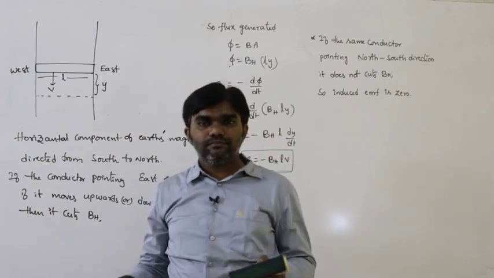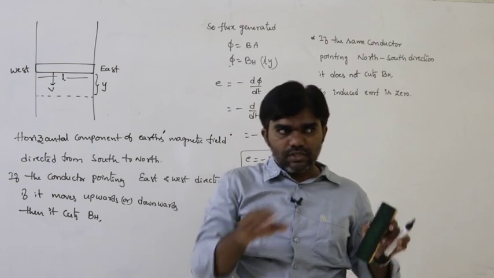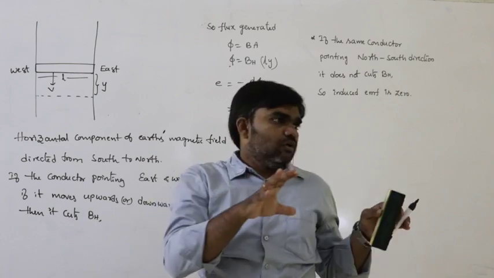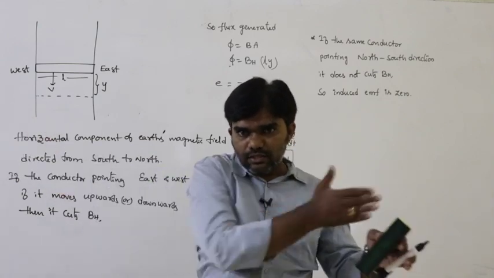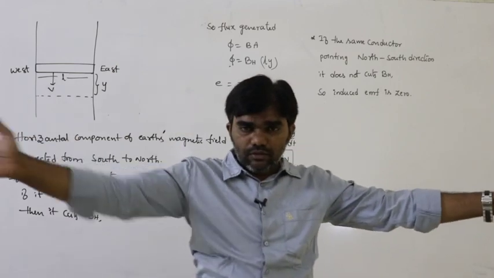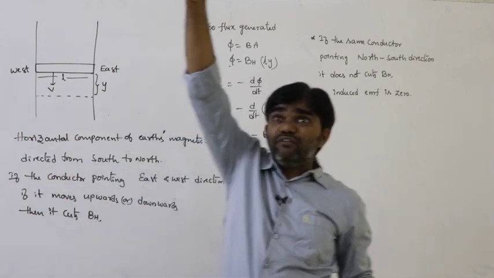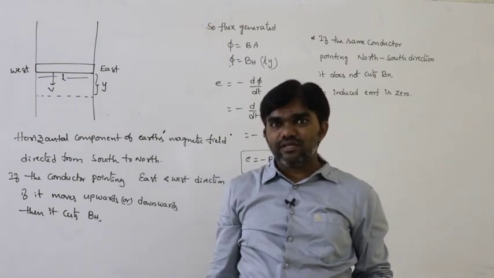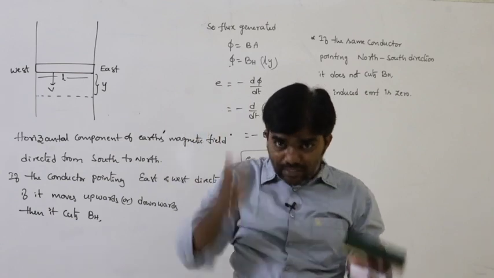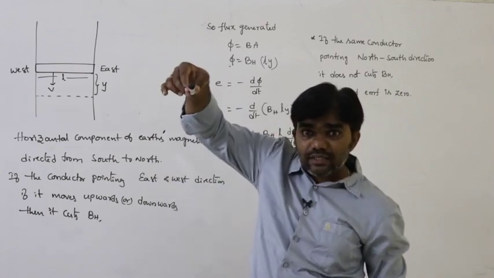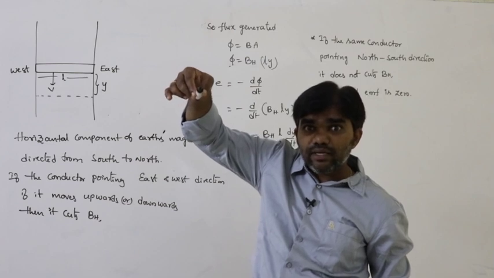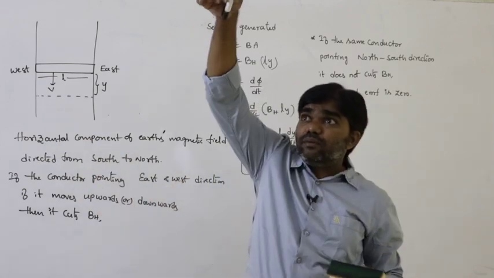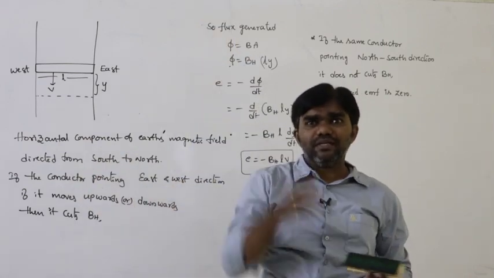For example, assume that the situation is like this: 50 threads are arranged in this direction, from this wall to this wall. If your knife is traveling vertically downwards here, what happens? The knife cuts the threads. It is the same situation: this is the conductor pointing east-west, and the direction of BH is horizontal. So it is moving downwards or upwards. What happens? It cuts the magnetic field.